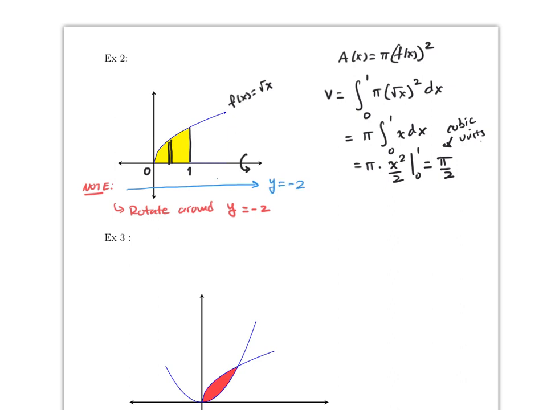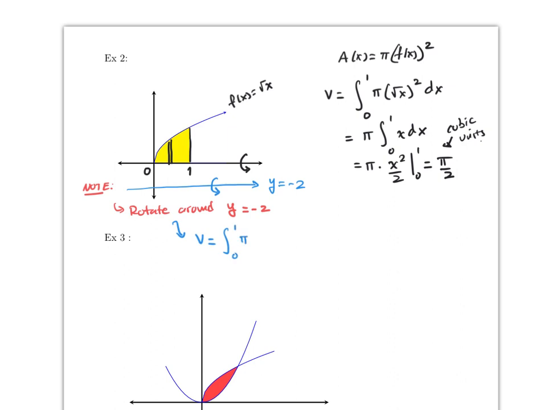If you were going to rotate here instead, then notice that the radius is not this anymore. It's this plus all of this. This will be part of the radius. But notice the distance between here and here is 2. So if this was the case, the formula for the volume is still going to be from 0 to 1.